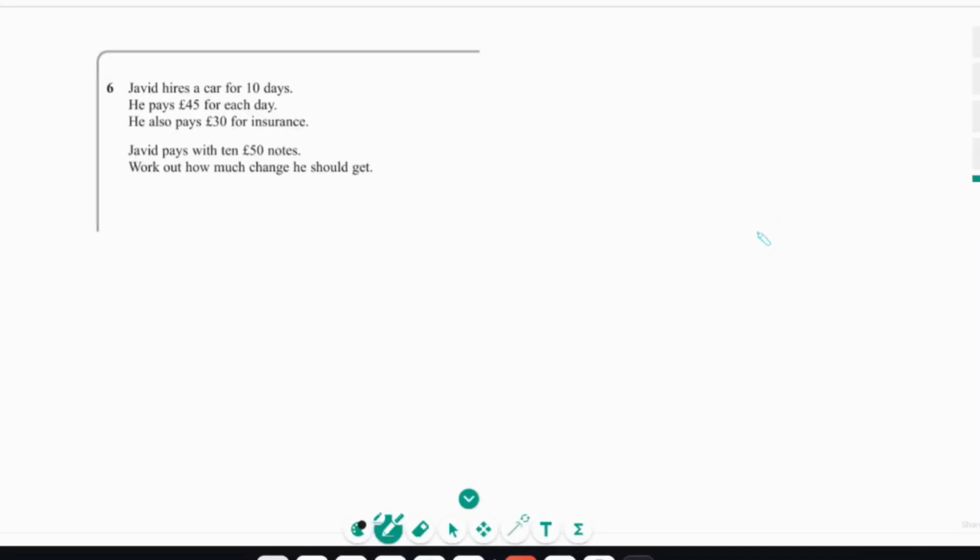Question 6. Javed hires a car for 10 days. He pays £45 each day. He also pays £30 for insurance. Javed pays with 10 £50 notes. Work out how much change he would get.